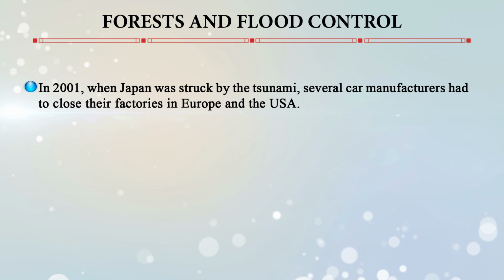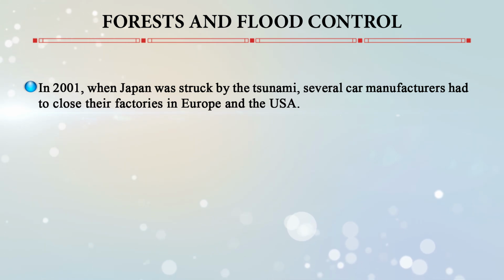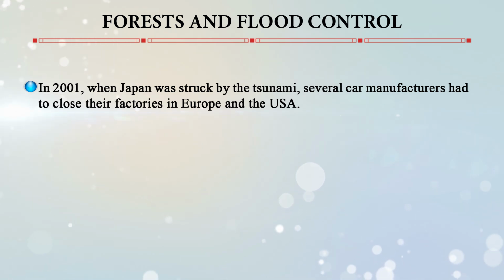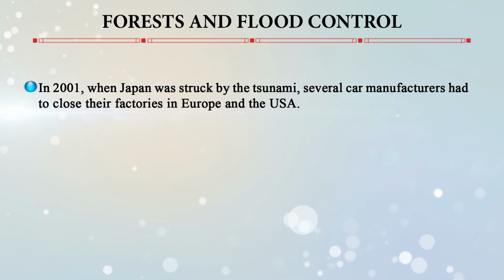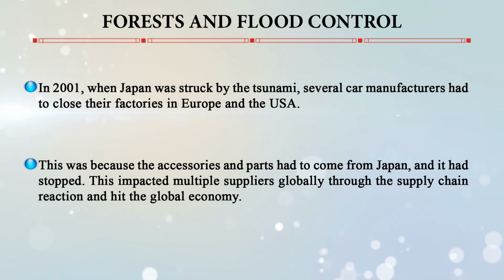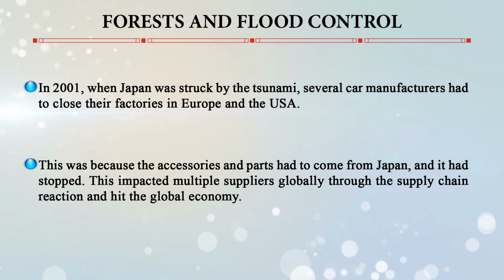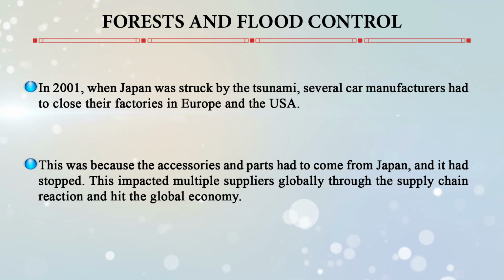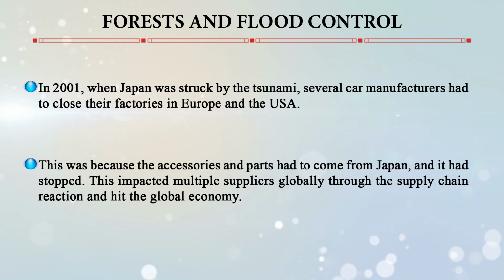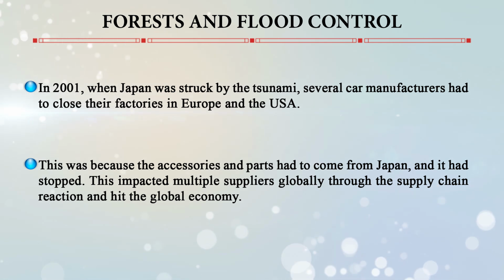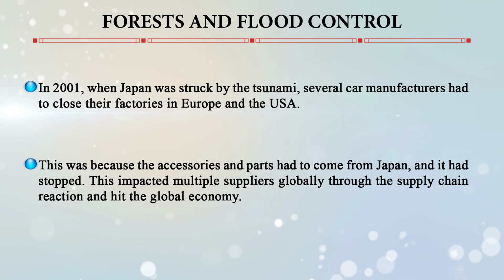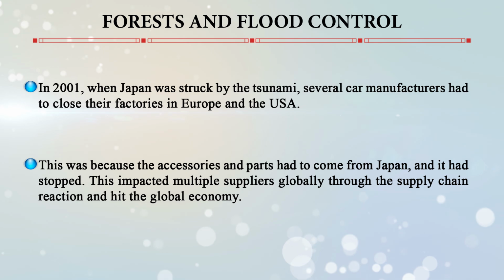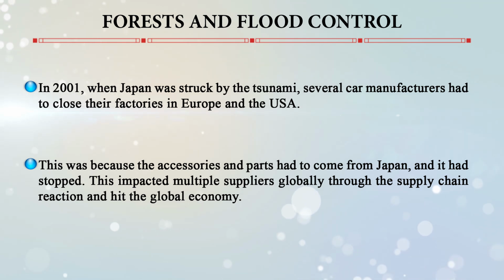In the same way, in 2001, when Japan was struck by the tsunami, several car manufacturers had to close their factories in Europe as well as in the US. This was because the accessories and parts had to come from Japan and it had stopped. This impacted multiple supplies globally through a supply chain reaction, and this hit the global economy. So these are some examples of the economic losses that have occurred due to natural hazards and disasters.